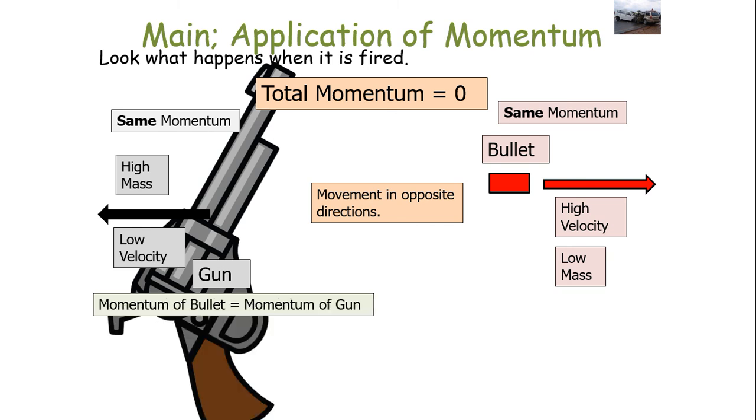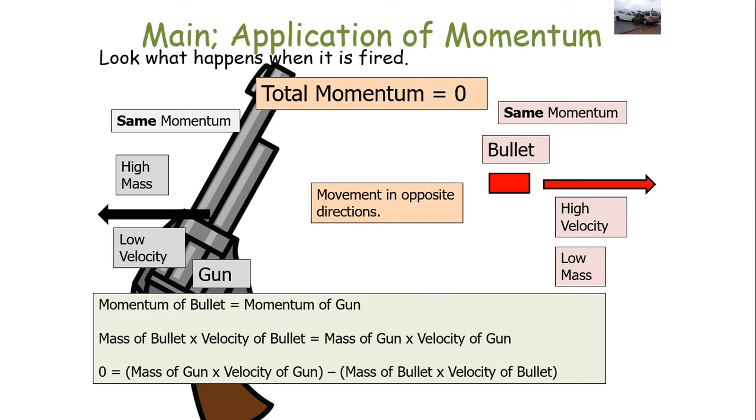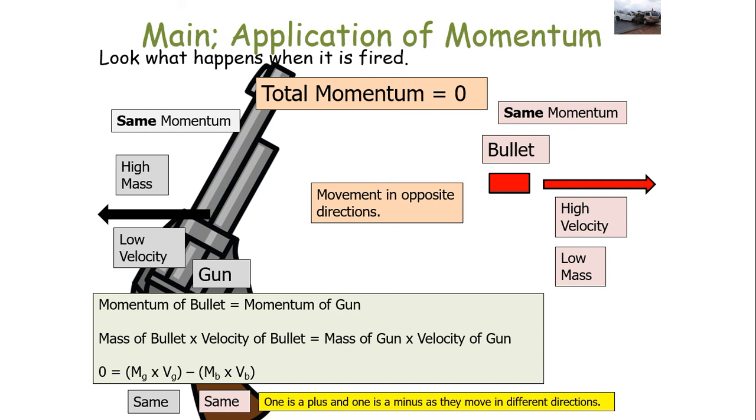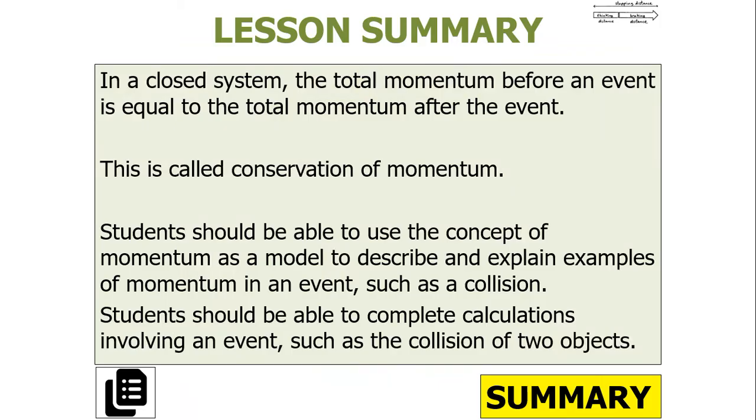So we know the momentum of the bullet will equal the momentum of the gun, so the mass times velocity of the bullet equals the mass times velocity of the gun. So for those to equal the same, so 0 equals mass times velocity of gun minus mass times velocity of bullet, we work it through, they've got to be the same, so when the mass increases, the velocity decreases, and vice versa. So remember, one's a plus, one's a minus, because they're moving in opposite directions. So in a collision or explosion, the larger the mass, the lower the velocity, and we observe this in all guns.